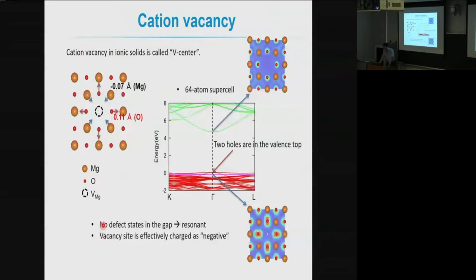And also, there is no defect state in the band gap. So it is very clear. It's very similar to the clean, perfect supercell. This means that the defect level is actually resonant inside the valence band or conduction band. And therefore, in contrast to the oxygen vacancy, which holds two electrons, this magnesium vacancy does not hold the hole. So this vacancy site is effectively charged as negative. That's why the relaxation around the defect is so large in these calculations.